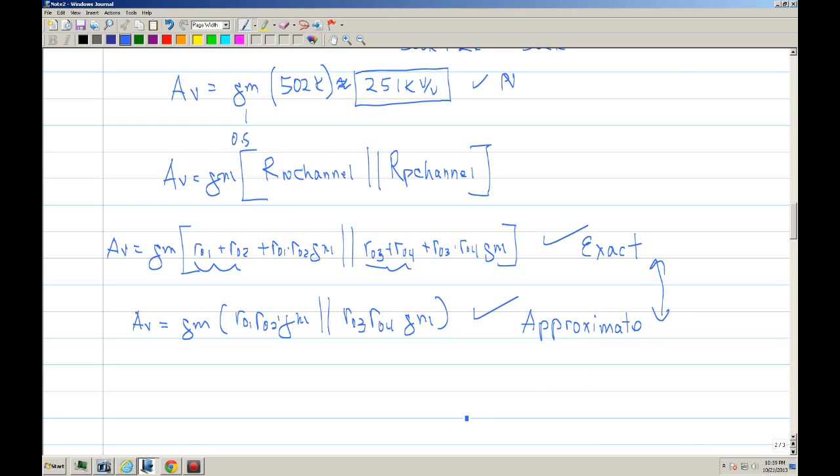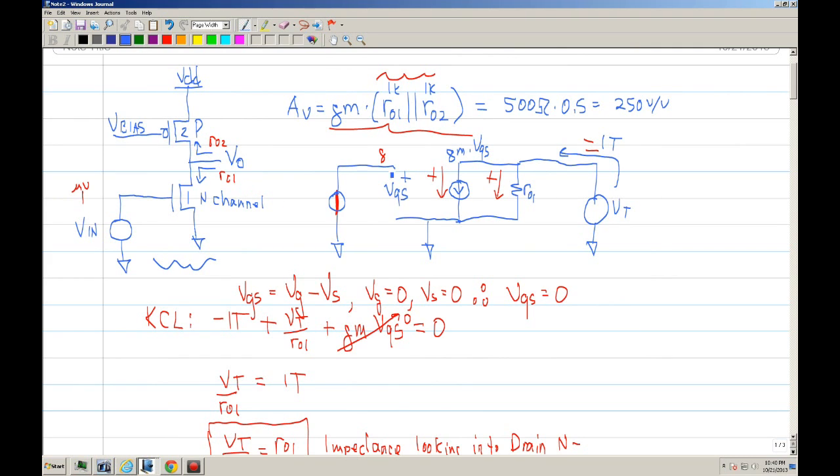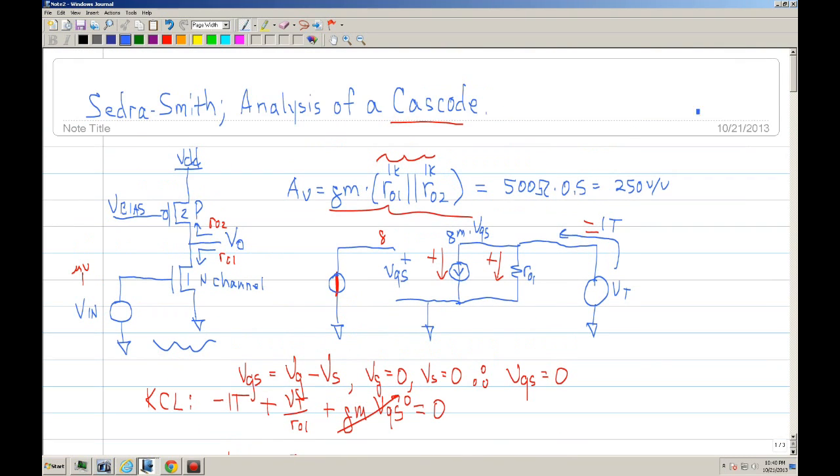Okay, so that is one of the main reasons that cascodes are used. You can get a huge gain because the output impedance is so huge.